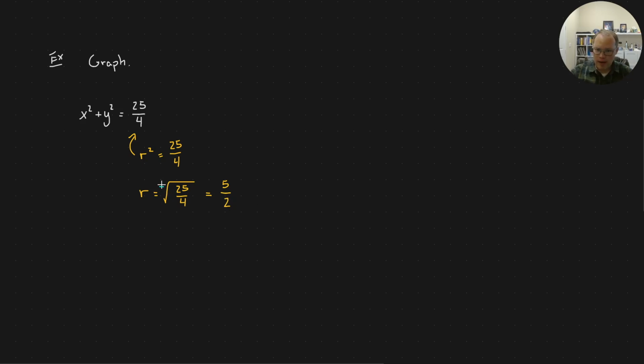Notice we don't have to worry about a plus or minus because the radius represents a distance, right? It's the distance from the center to the edge. Normally, if you're taking a square root, you do have to think about that plus or minus. But in this case, we know radius is a distance. And so we want to use that specific interpretation. So we don't need a plus or minus. Okay.